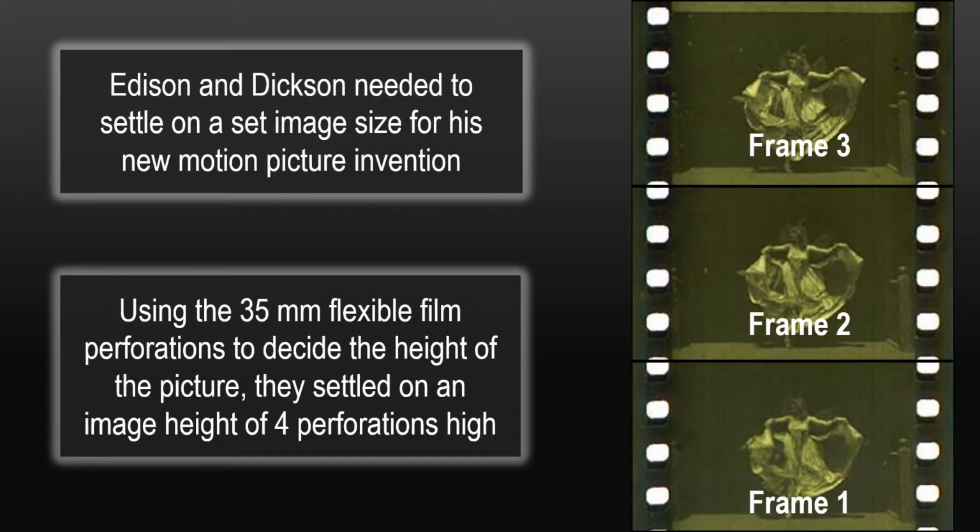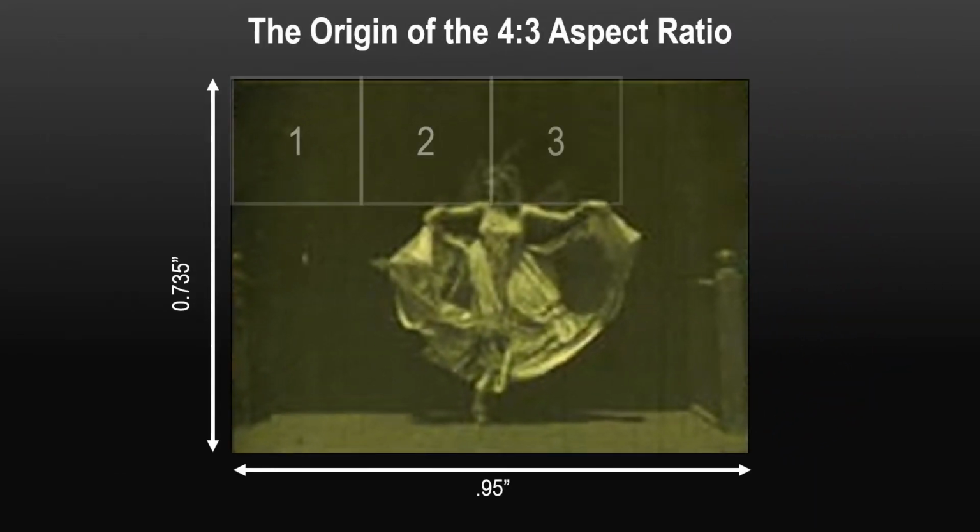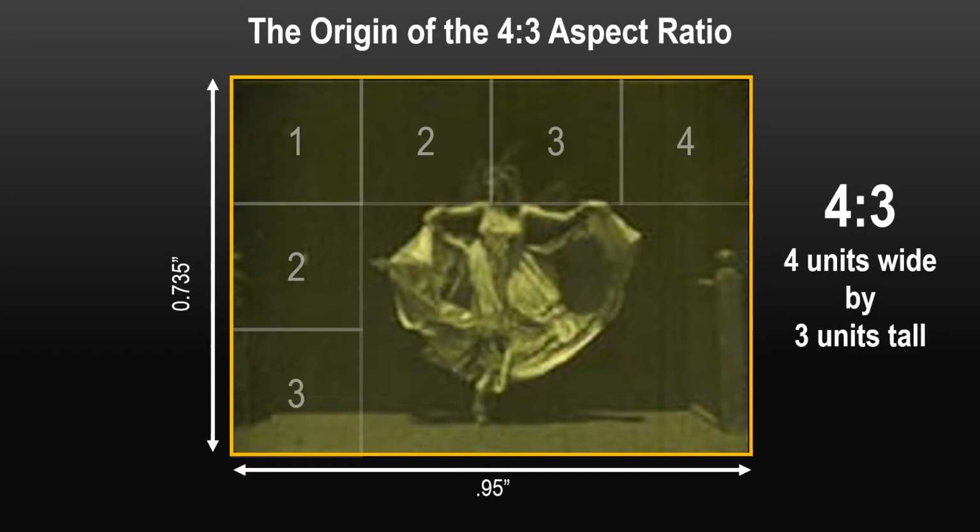Seen here on the right is a handful of frames from the 1894 film The Butterfly Dance. When Dickson was developing the kinetoscope, the width of the 35mm film determined the width of the very first aspect ratio. Dickson needed to choose a height, so he relied on the perforations built into the film to help establish a uniform height of 4 perforations. Amazingly, this arbitrary decision to use 4 perforations led to the beginnings of the first standard aspect ratio in film. It's what we know today as the 4:3 aspect ratio.